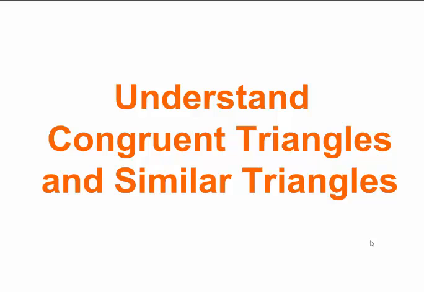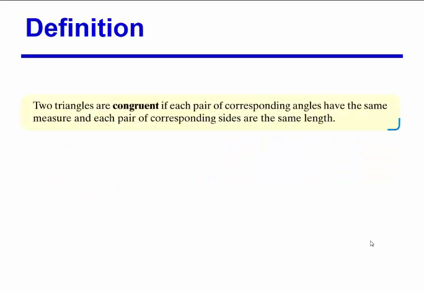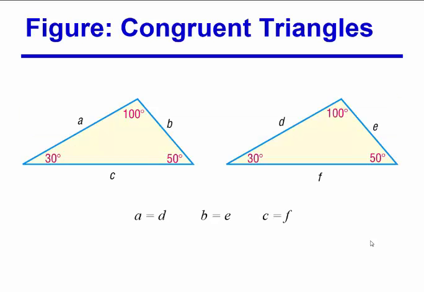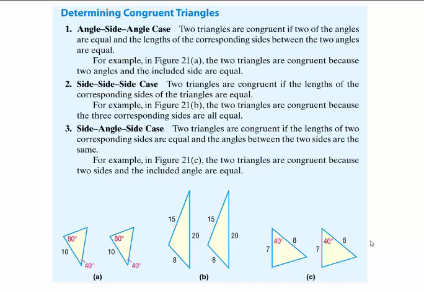Next, we're going to understand congruent triangles and similar triangles. Two triangles are congruent if each pair of corresponding angles has the same measure and each pair of corresponding sides has the same length. So here we have two triangles. Here we have that A is equal to D, B is equal to E, and C is equal to F. You can see that the angles are also equal. To determine congruent triangles, we can use angle-side-angle, side-side-side, and side-angle-side.